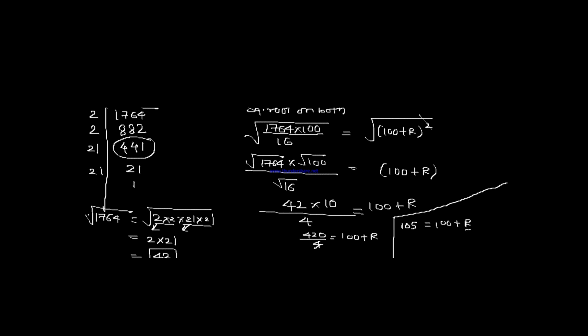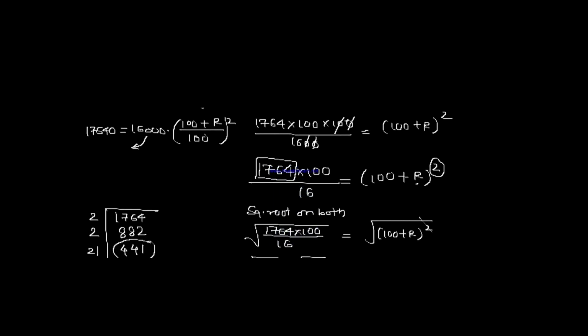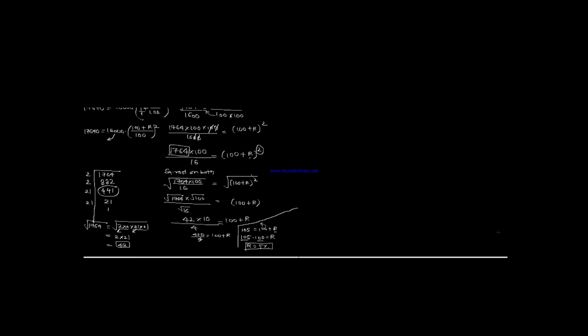Okay, and to find the value of r we'll send the 100 to that side, so I will get 105 minus 100 is equal to r. So r is equal to 5% or 5 PCPA. 105 minus 100, the answer is 5. So quite a long sum it was, but see the steps, see all the steps very carefully.